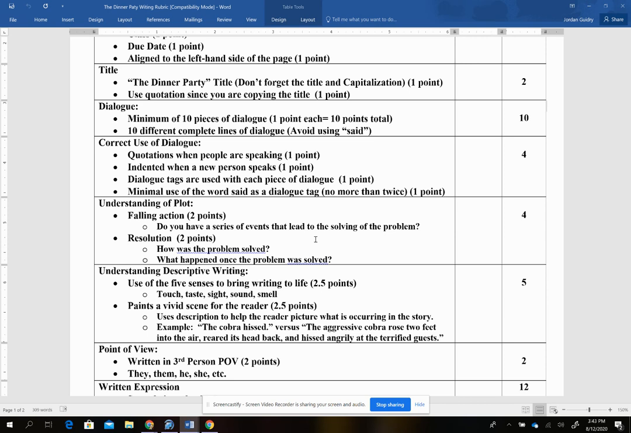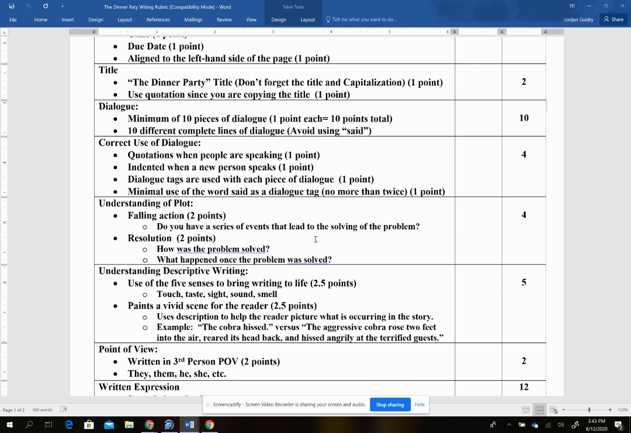Did it rumble? And then smell. Was it pungent? Did it smell sweet? Things like that paint a vivid scene for the reader. So this is 2.5 points, and this is where those 5 senses come into play. So you use description to help the reader picture what is occurring in the story.